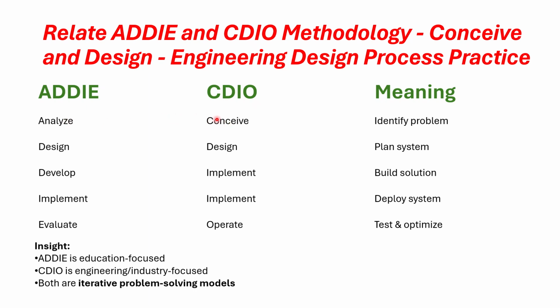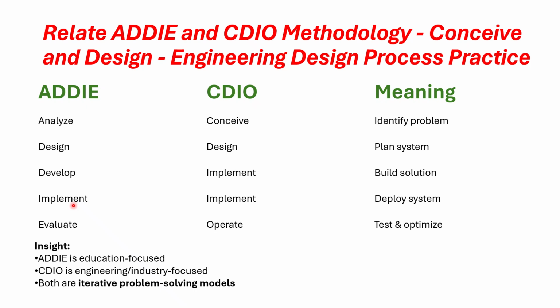So both analyze and conceive are for identifying the problem. Coming to the design phase, the planned system, and third is the development phase. In the development phase of the ADDIE model, whereas in the CDIO model, it's an implementation phase. So we need to start integrating and building the solution for the particular problem.